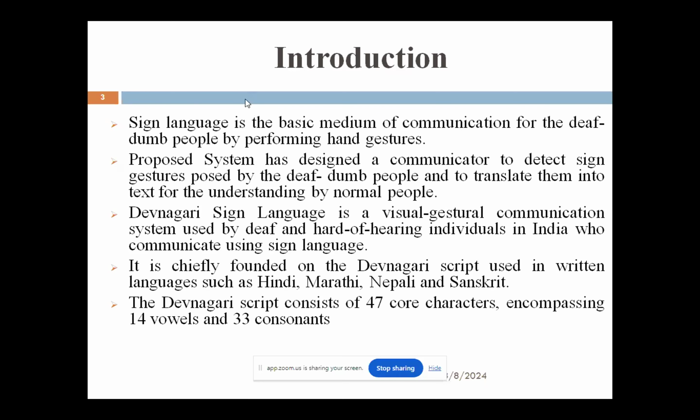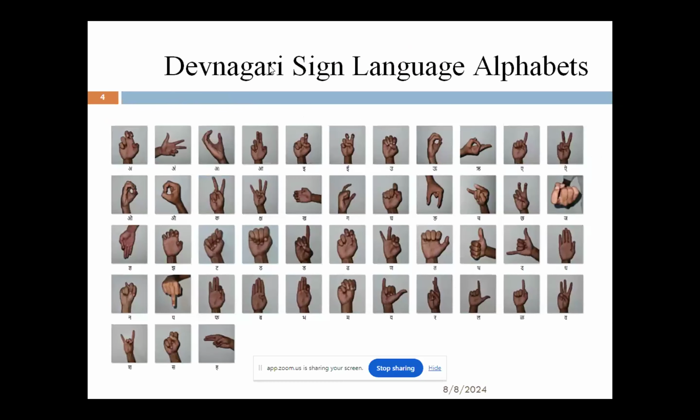The proposed system works on the Devanagari sign language. Devanagari sign language uses the Devanagari script. Devanagari script is also known as the Nagari script, which covers the Devanagari letters and numerals in its sets. Devanagari script has been used for over 120 languages in India, including Marathi, Nepali, Hindi, Pali, Konkani, Sindhi. There are multiple languages where the Devanagari script is used. The script consists of a total of 47 characters, which consist of 14 vowels and 33 consonants. These are the signs of the Devanagari alphabets. In total there are 47 alphabets for the Devanagari sign language.